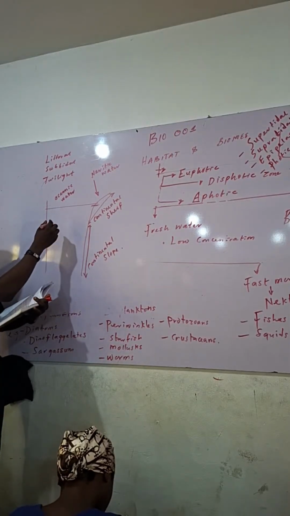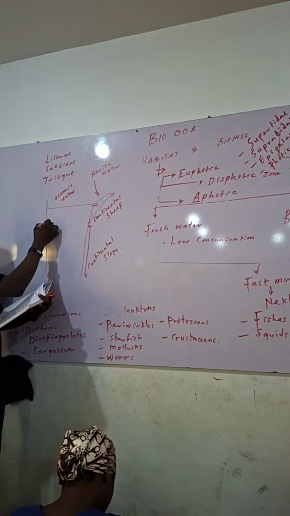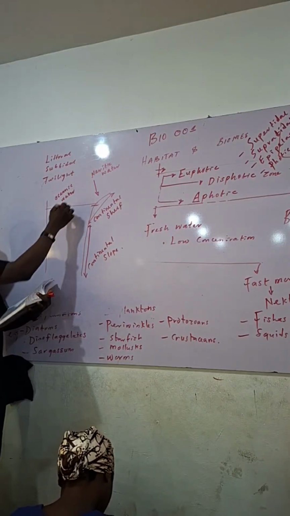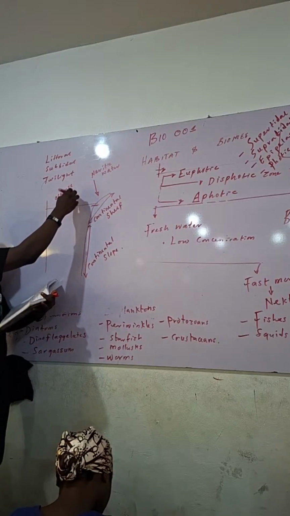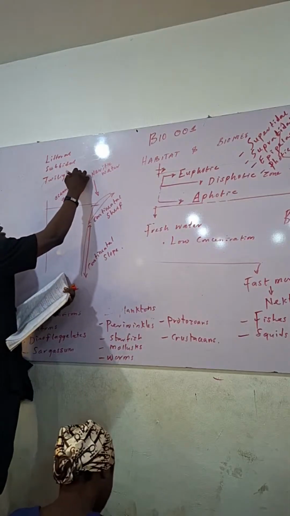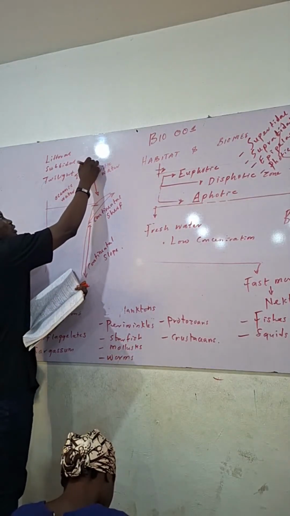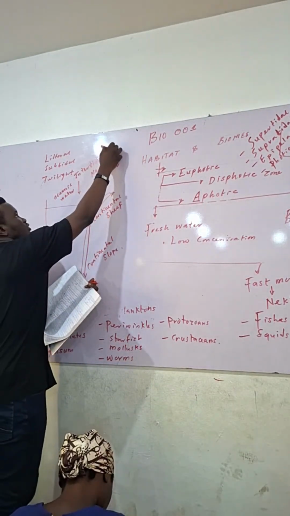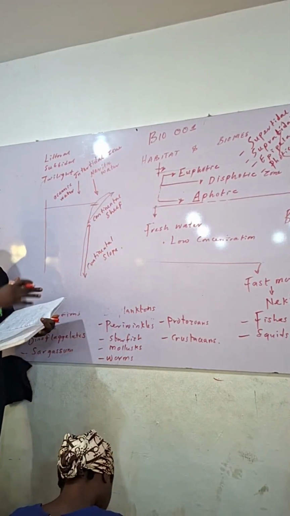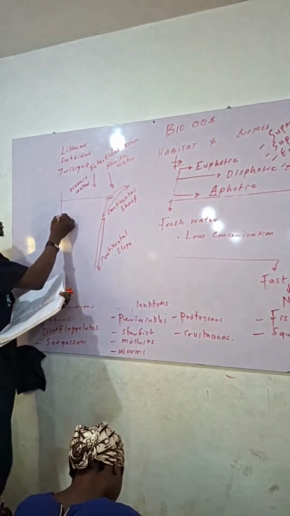So the first layer, this is the shallow part. This first part is called the intertidal zone. All these ones I'm just adding to the things I've told you before.